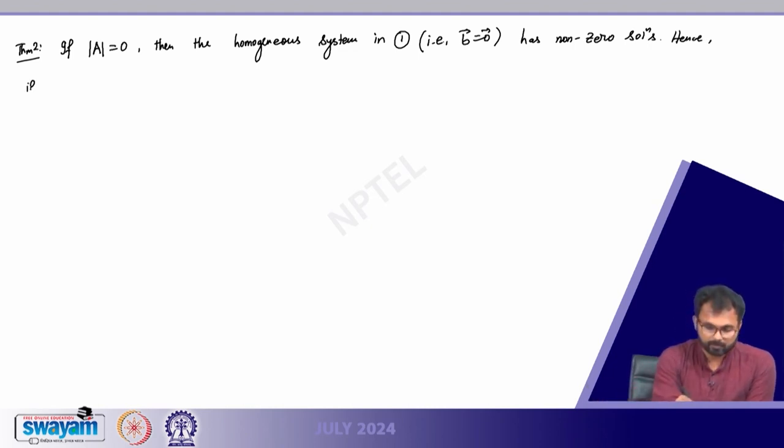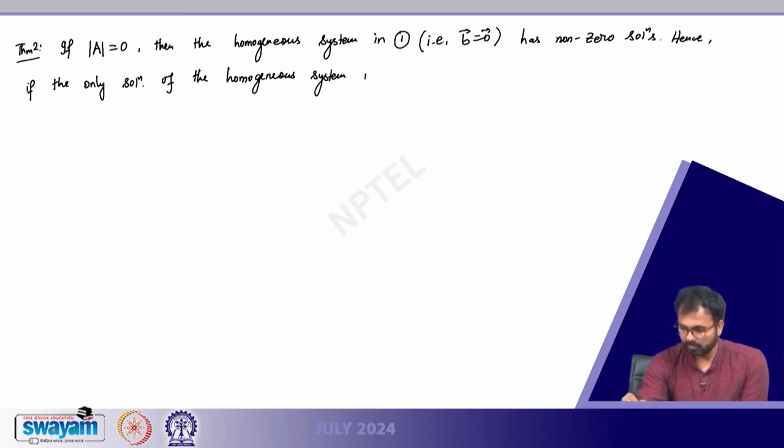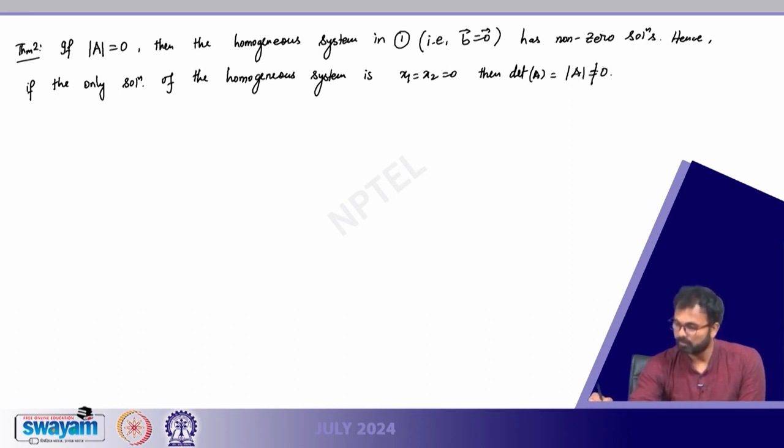Hence, if the only solution of the homogeneous system is x1 equals 0, x2 equals 0, then the determinant of A, or you can write it with the mod symbol, must be non-zero.